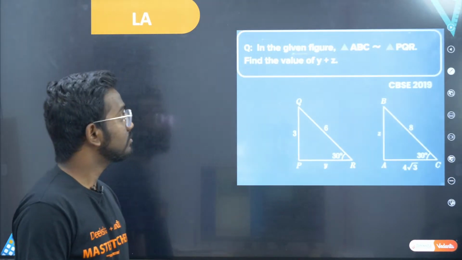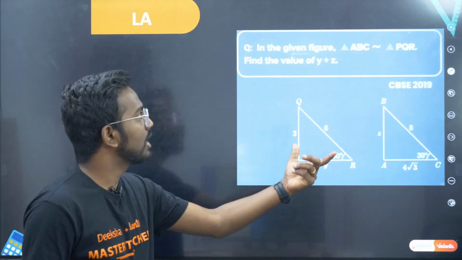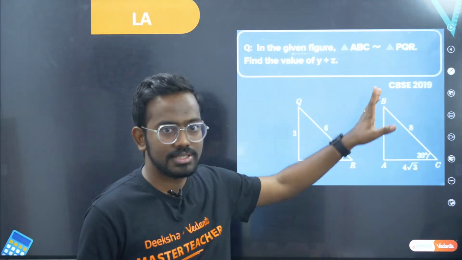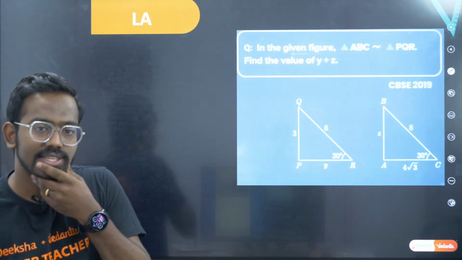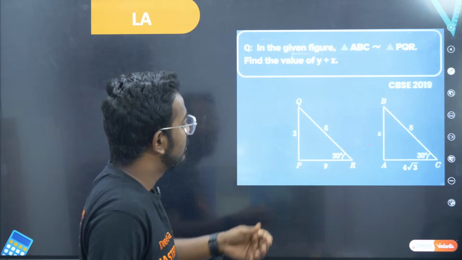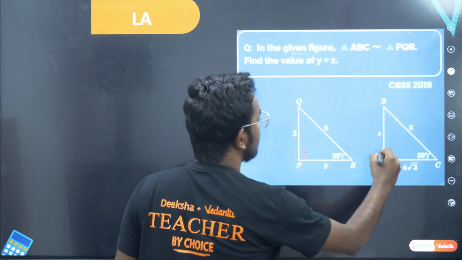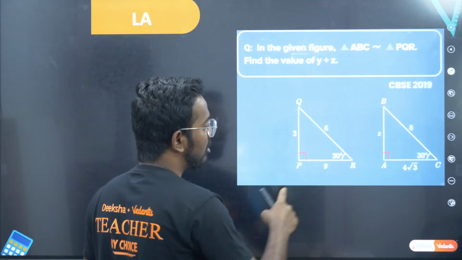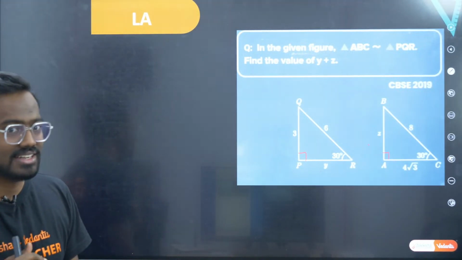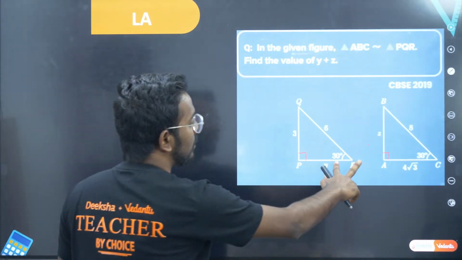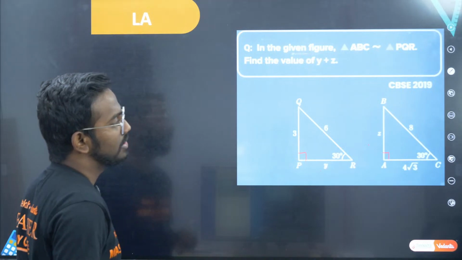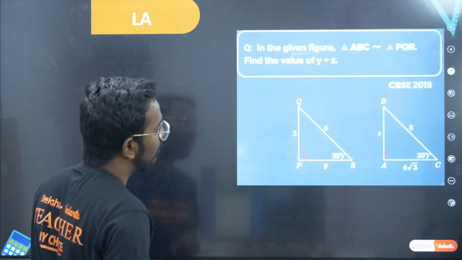Yes. In the given figure, these two triangles are given. Find the values of y and z. Similar type of problem. This was asked in CBSE 2019. So let's see how to tackle this question. Since in these two triangles this angle is equal to this angle, 90 degrees, and one more angle they have given to be 30 degrees, clearly by AA criterion, that is the angle criterion, you can say these two triangles are similar. So they follow the BPT theorem. So in that case, how do you write?